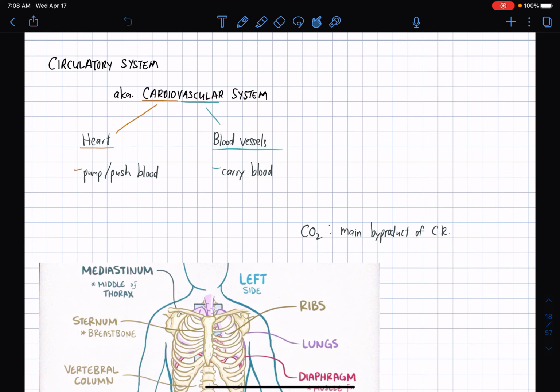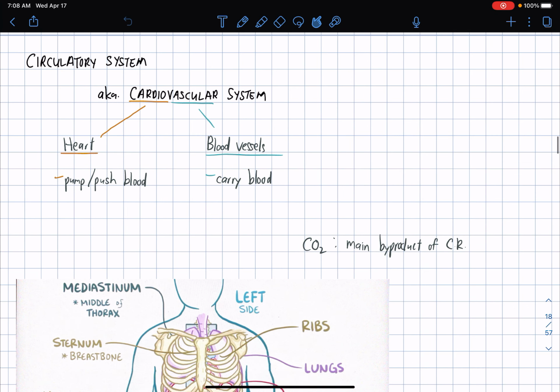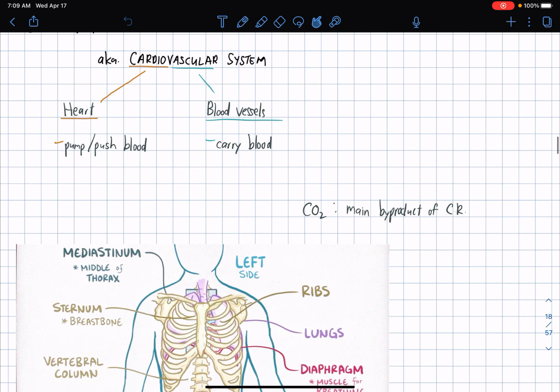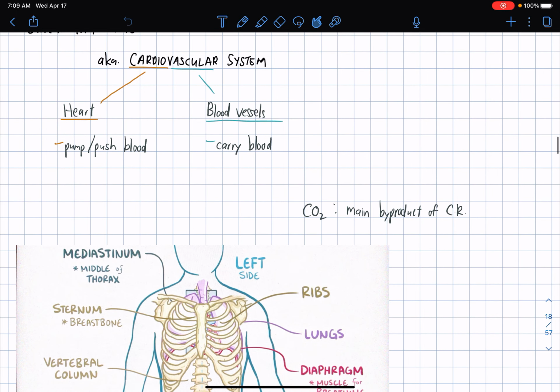In this video, we'll be talking about the cardiovascular system. This is basically, in other words, called the circulatory system. It is primarily composed of the heart and the blood vessels. For the heart, its main role is to pump or push blood. For the blood vessels, their role is to carry blood. I believe there are three main types of blood vessels: the artery, the vein, and the capillaries.